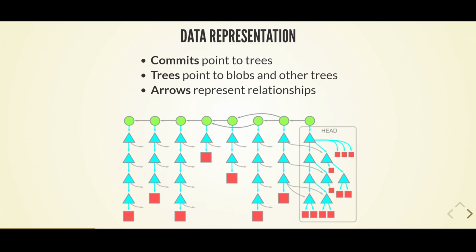Here, we delve into how data is represented in a full clone. Commits point to trees, which in turn point to blobs and other trees. This diagram illustrates the relationships between these Git objects.